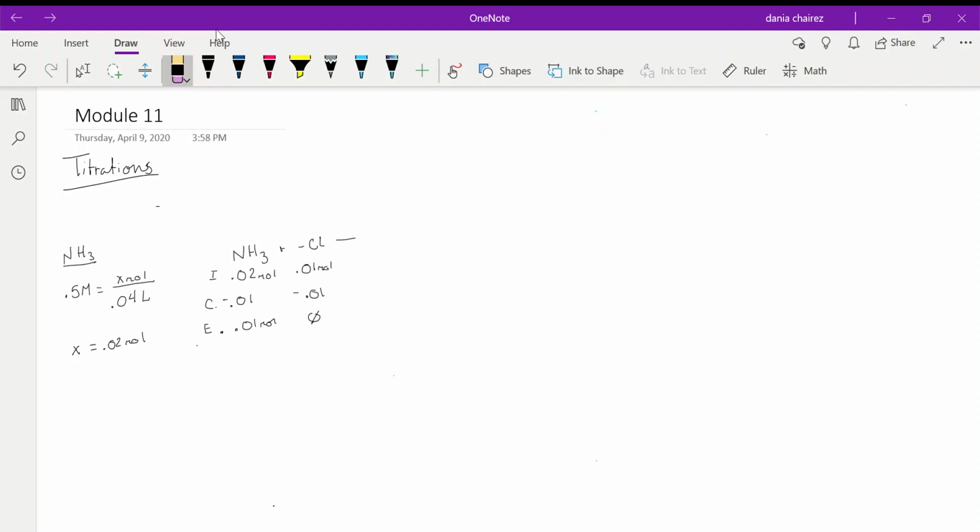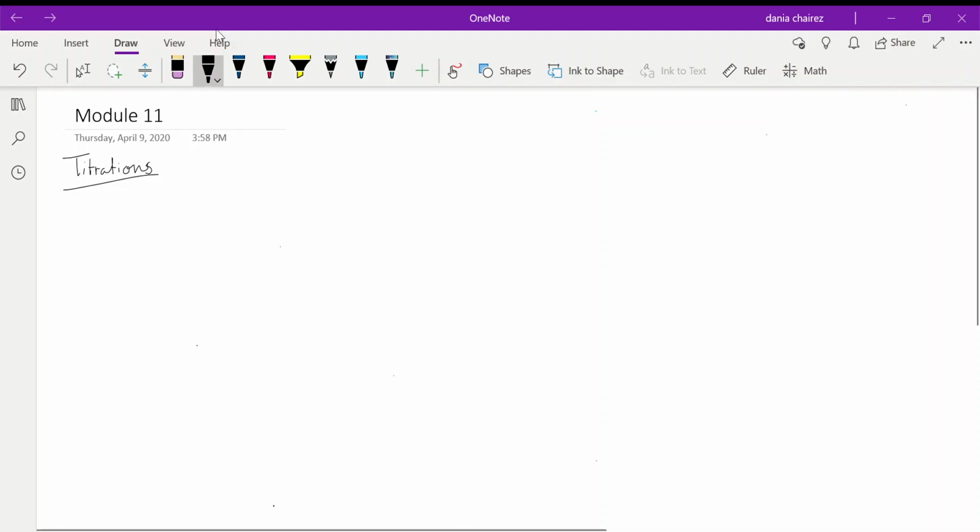Oh my god, I need to find a way to just erase the whole screen, but it's kind of therapeutic to just erase everything. Okay, so titrations at equivalence point.